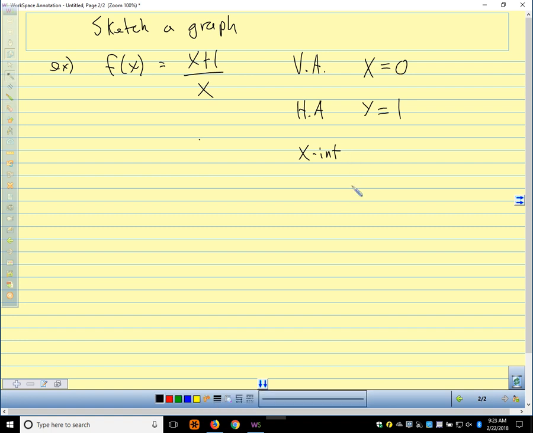X-intercept. So we find the x-intercept when the numerator is 0. So we get x equals -1. And on our graph, that's going to be the point -1, 0.